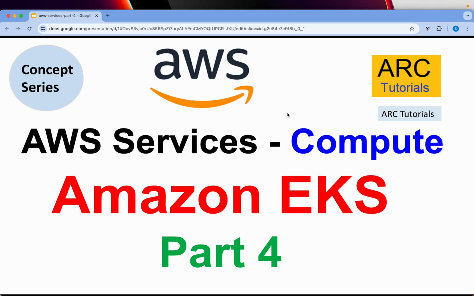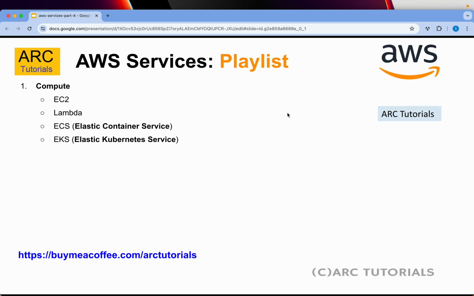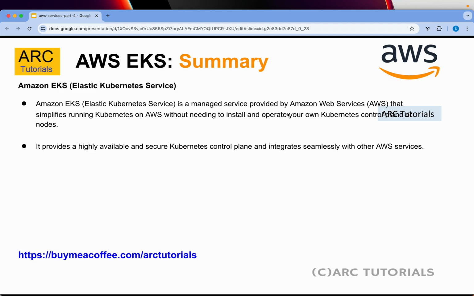This is the AWS Concept Series in which I'm trying to explain all the services that are available as part of the AWS platform, mostly to understand what those services are, what their pros and cons are, and some of the real world examples of these services. I've already covered three in this particular series. This is the fourth one, which is EKS. If you're not sure about what is EC2, what is Lambda, what is ECS, make sure that you see the previous episodes in the playlist. Today we are going to learn about Elastic Kubernetes Service.